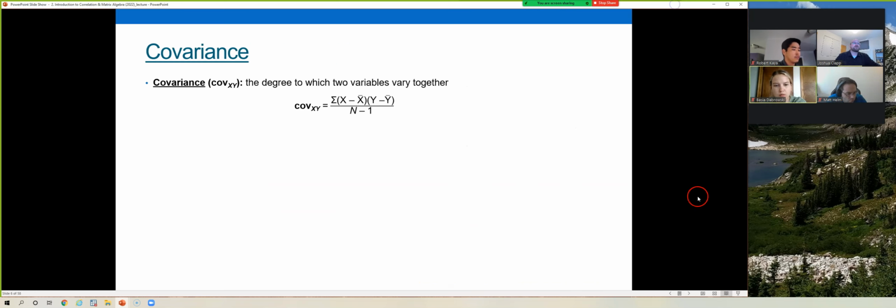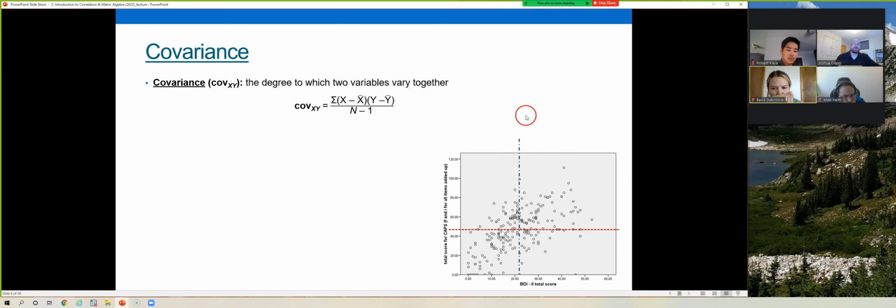All right. So now that we've got variance understood, what we want to do now is start to add some complexity to this and introduce covariance, okay? Covariance is the degree to which two variables vary with one another, okay? And our formula for covariance is going to be the sum of the deviation scores of x from the mean multiplied by the deviation scores of y from the mean over n-1, okay?